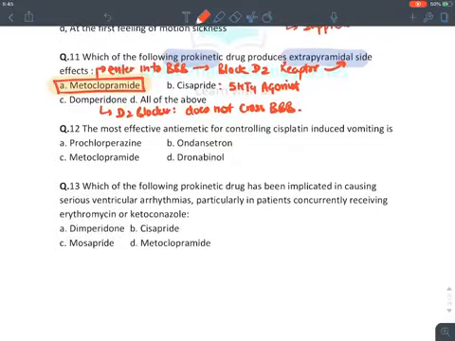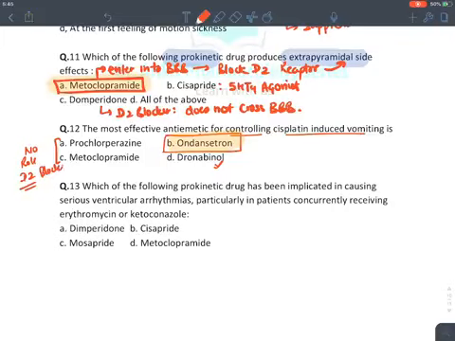Hence, the answer for this question is metoclopramide. Now, the most effective anti-emetic drug in controlling cisplatin-induced vomiting is ondansetron. Okay, ondansetron is the correct answer. Dronabinol is also used, but remember, dronabinol is not much effective. It is only given as an add-on drug in resistant cases. There is no role of D2 blockers.